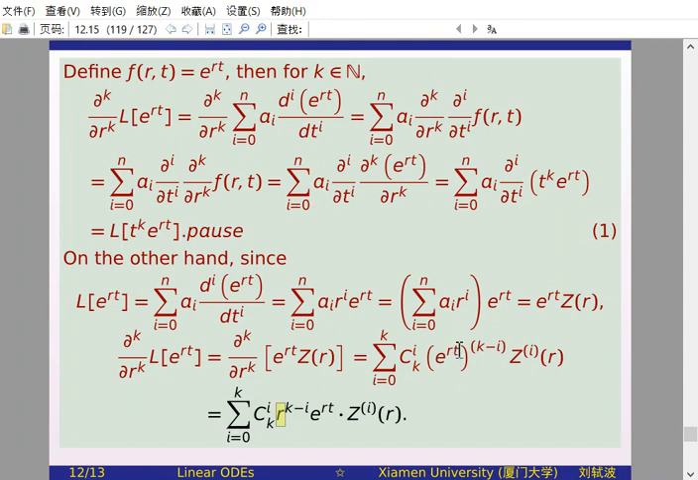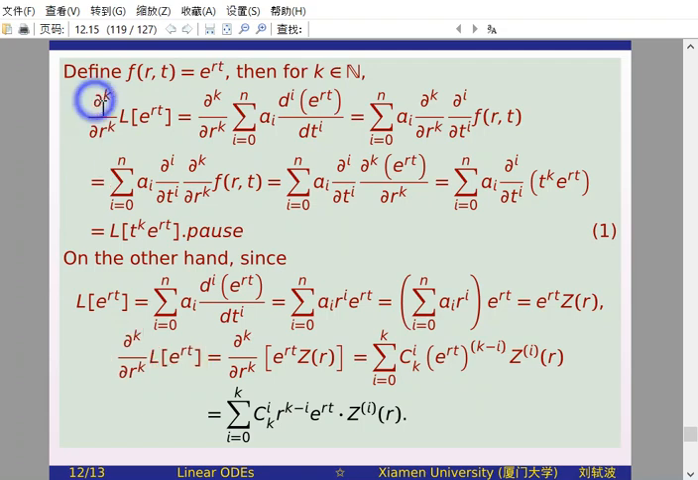I thought that the derivative is with respect to t. Therefore, every derivative of e^{rt} would give us an r, that is r^{k minus i}. But actually, the derivative is with respect to r. So every derivative will give us a t. So this should be t^{k minus i}. So this is a misprint, a mistake. So we get this result. This is the final result. This is another way to compute the k-th order derivative with respect to r of L(e^{rt}).